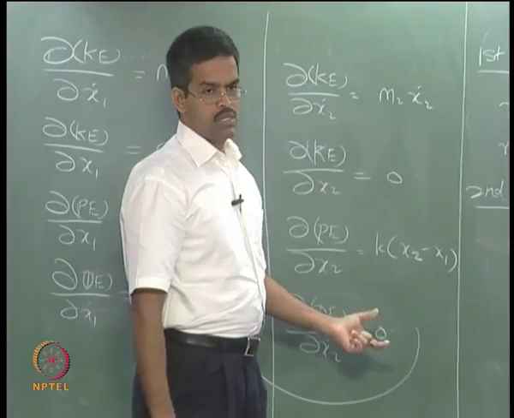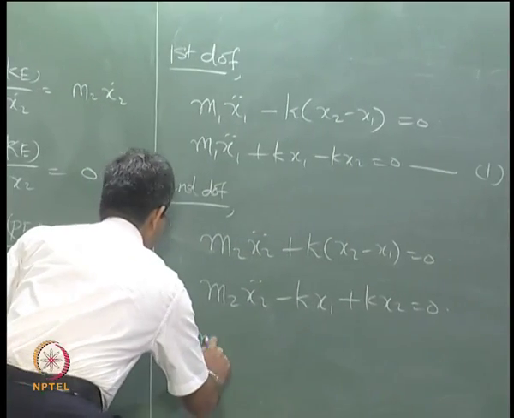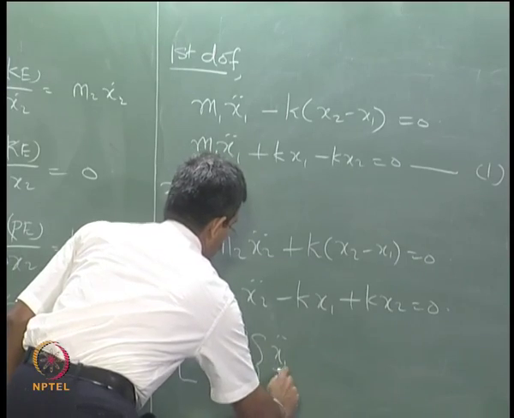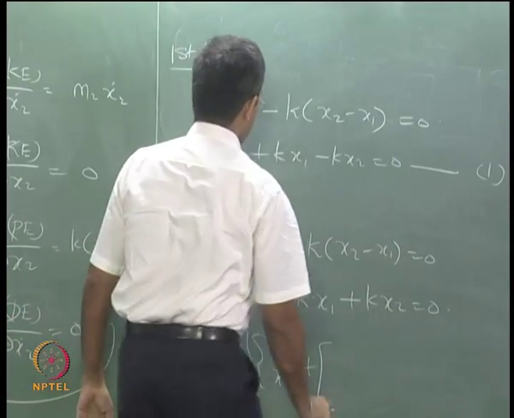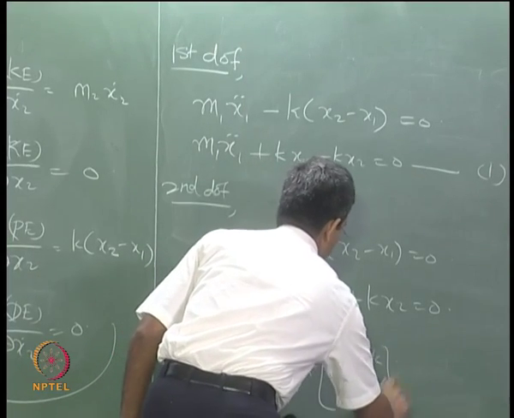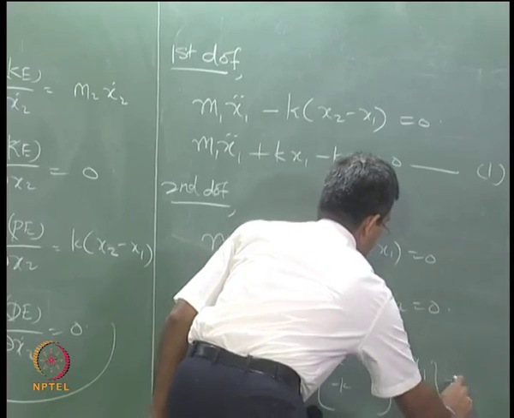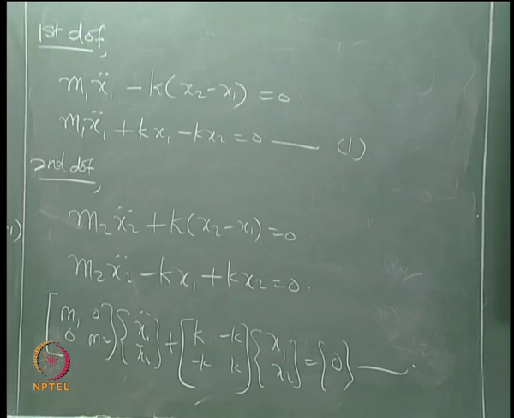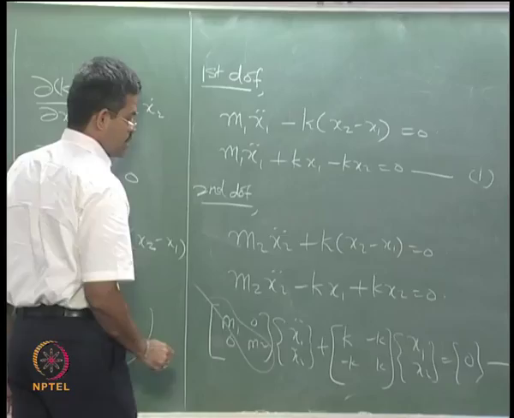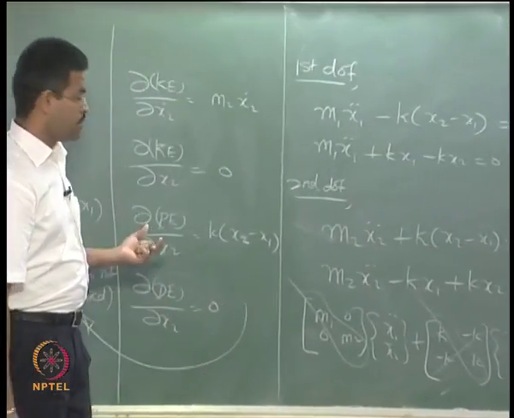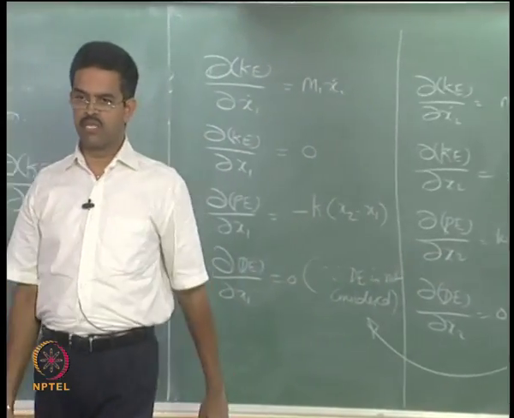I can convert this into matrix form as m1 0 0 m2 times x1 double dot, x2 double dot, plus k, minus k, minus k, k times x1, x2 equals 0, which is my equations of motion in matrix form. You will again notice that the mass matrix becomes diagonal, and the stiffness matrix becomes diagonally dominant, symmetric and square, because I am applying the mass lump at the same point where I am measuring the displacement.